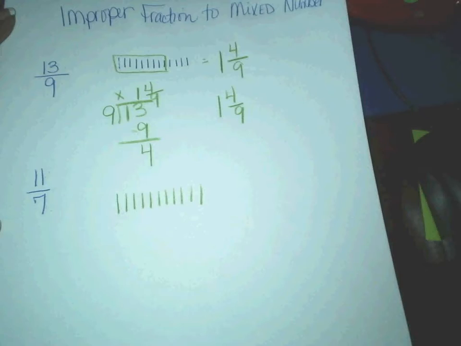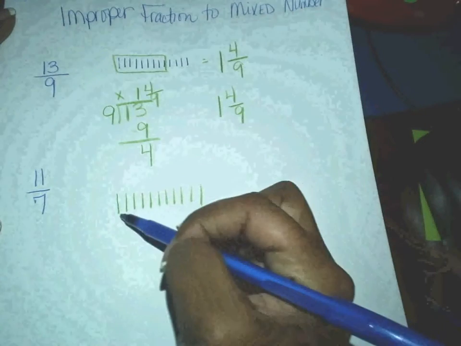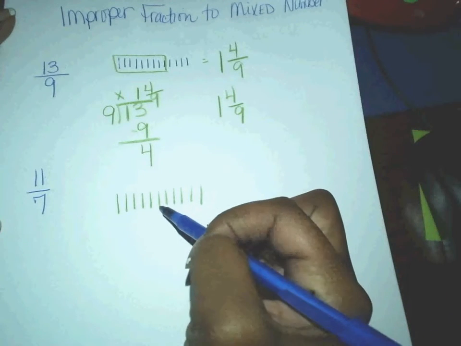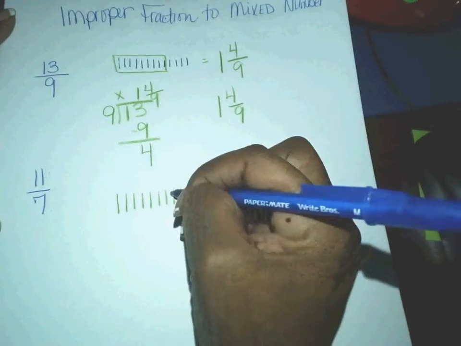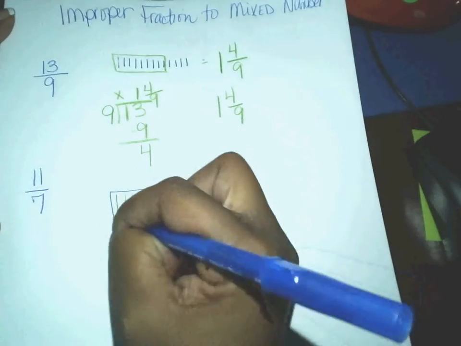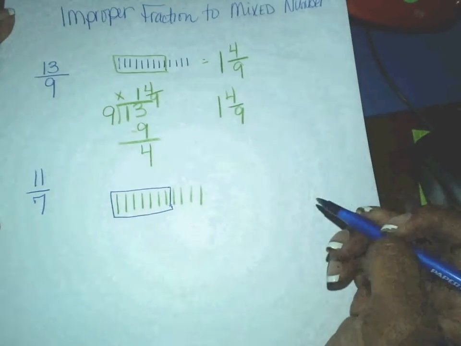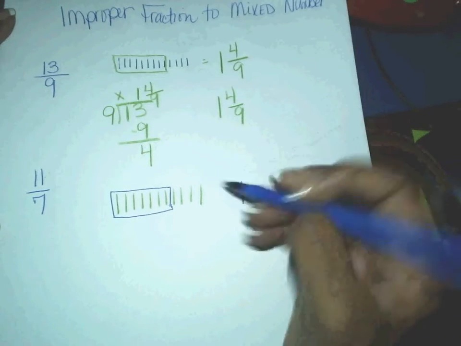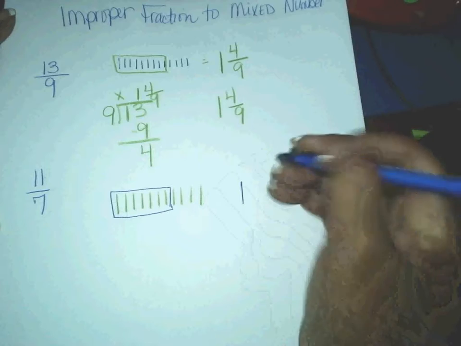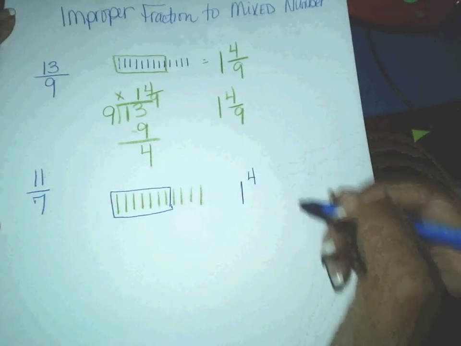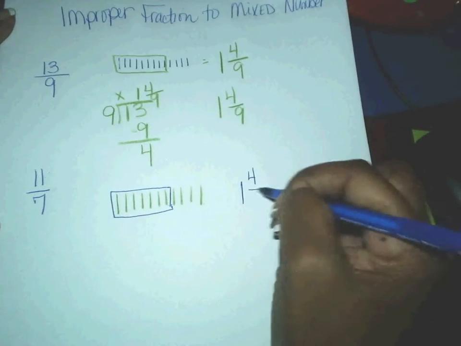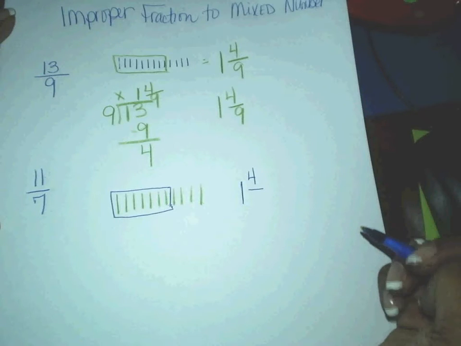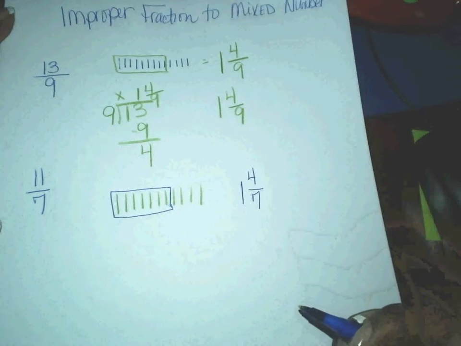And I'm going to put them in groups of 7. So 1, 2, 3, 4, 5, 6, 7. Put a box around it. So that's my one whole group. And then 1, 2, 3, 4 is my remainder, which is my new numerator. And my denominator is 7.